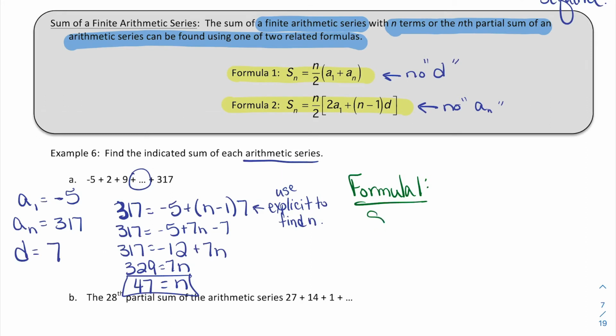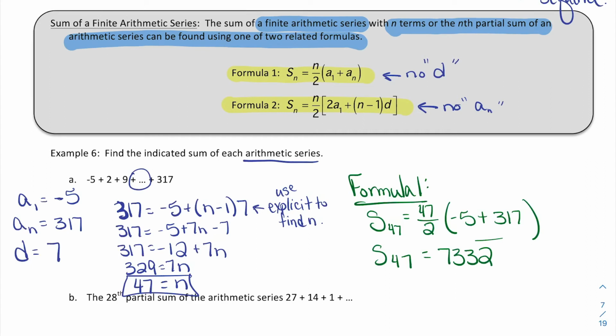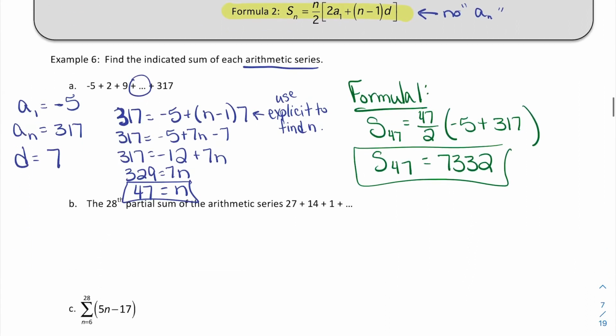So we've got S sub 47, since we now know there are 47 terms total. It's going to be 47 divided by 2, and then a sub 1, which is negative 5, plus 317, and when I do that math on the calculator, you get 7,332. All right, so there's your sum.